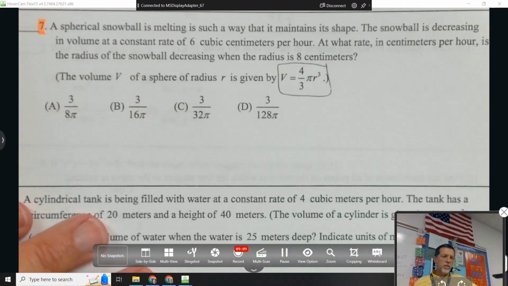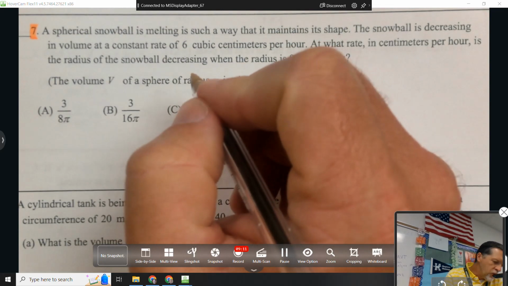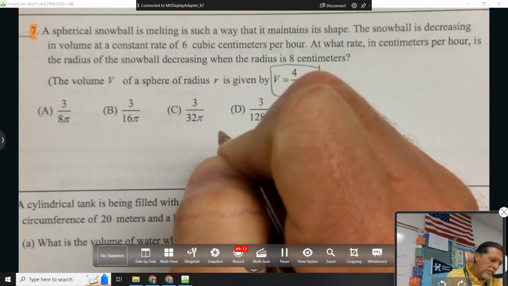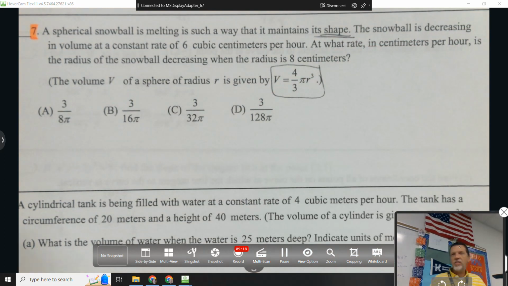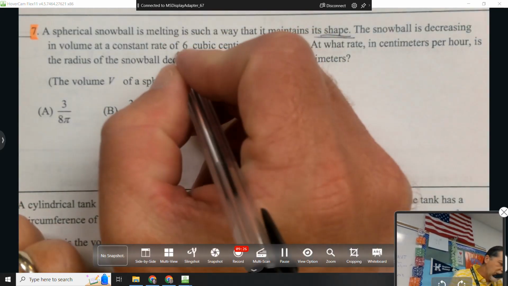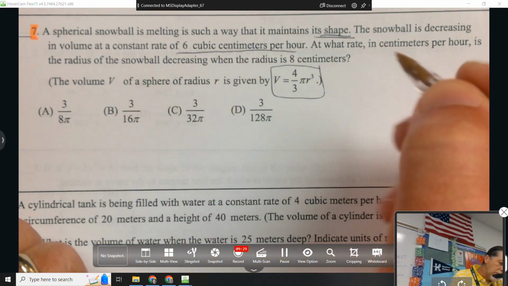4/3 pi r cubed. A spherical snowball is melting in such a way that it maintains its shape. Okay, that's good, right? That means it's always a sphere. If it was melting some other way, then I don't know how we would work that problem. The snowball is decreasing in volume at a constant rate of 6 cubic centimeters per hour.